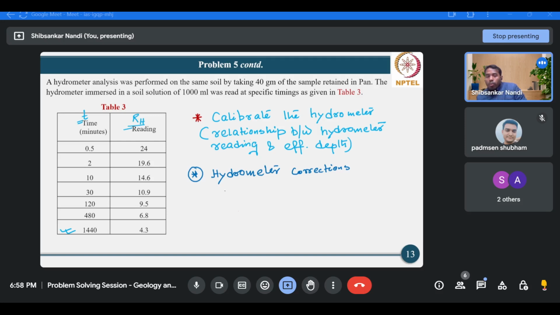First of all, meniscus correction. Then temperature correction, because you are performing the experiment at room temperature. Now the calibration is basically done for some other temperature. Depending on the difference between this calibration temperature and the room temperature, meaning the experiment temperature, you have to implement the temperature correction.